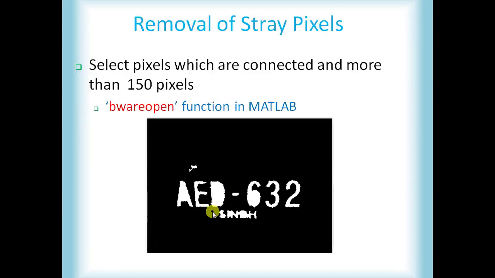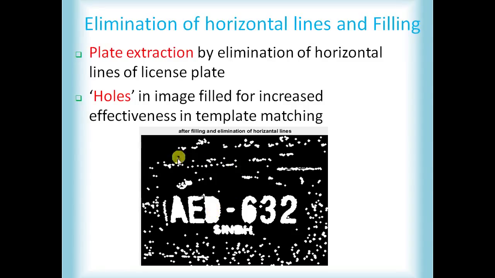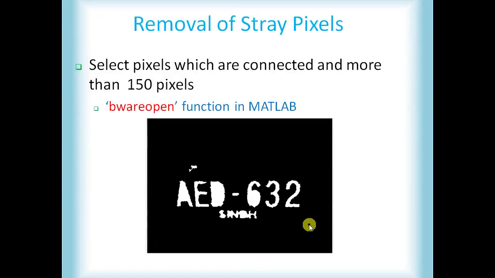So after we fill it, we remove the stray pixels. As you can see in the previous image, there are a lot of stray pixels distributed around the image. Using the bwareaopen function in MATLAB, we remove the stray pixels, and we now get a near perfect image to the OCR module.